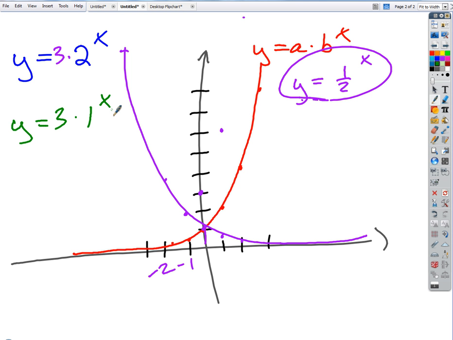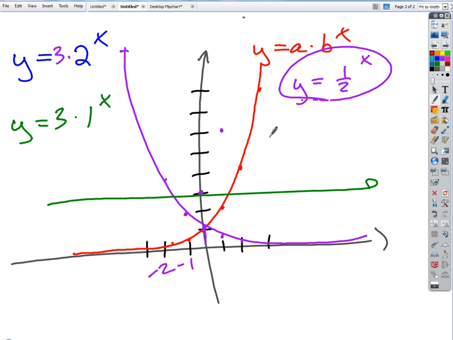Okay. So now if I graph this one in green, this is just y equals 3 times 1. Well, that's not exponential, right? So my point is, the constant multiplier can't be 1. It either has to be greater than 1 or less than 1. And when it's greater than 1, we get something like this. That's what we call exponential growth for obvious reasons. The function is growing, right?